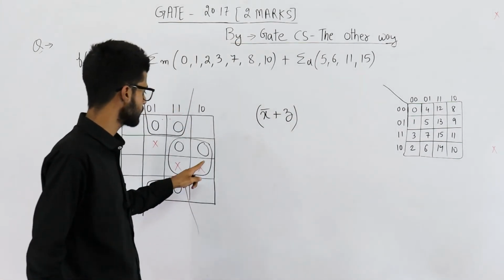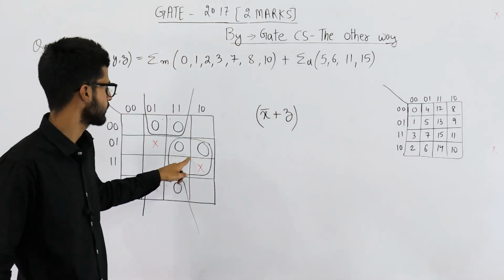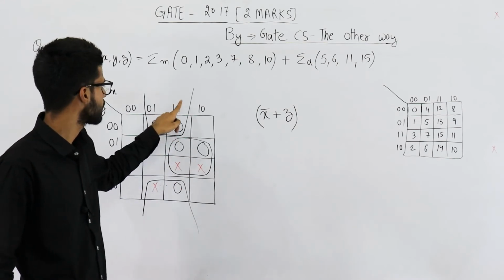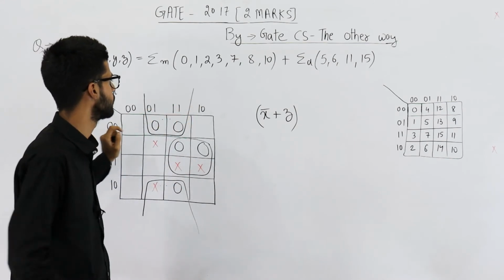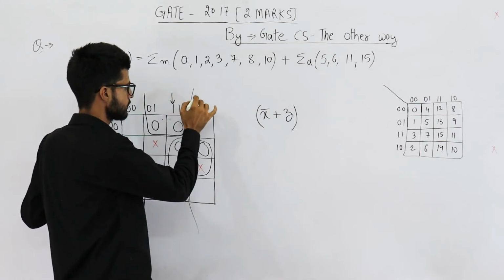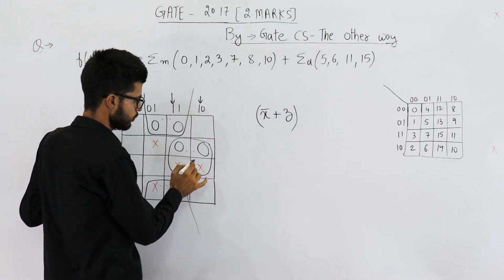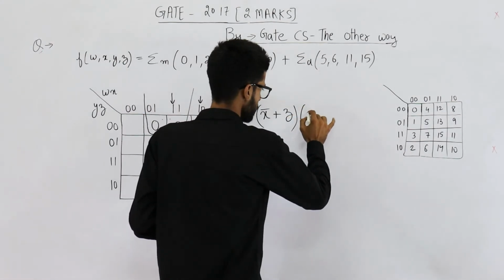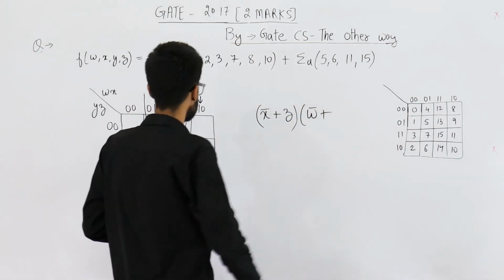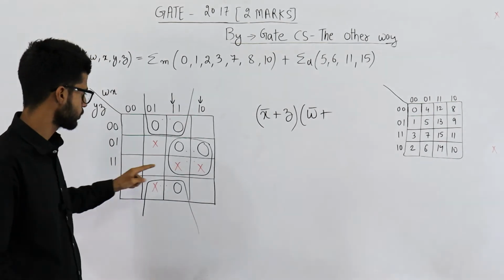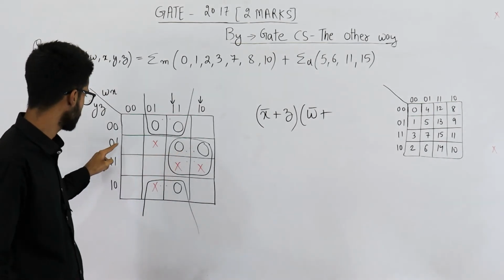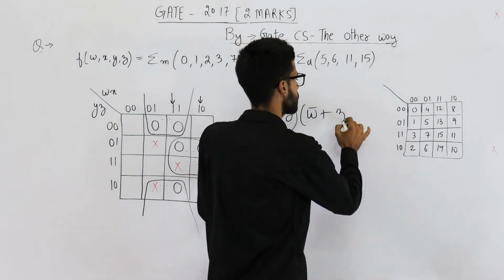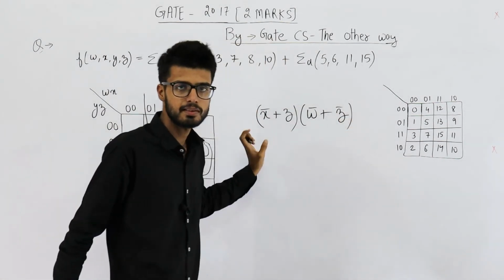Okay. Now let's consider these 4 cells or this prime implicant. You can see the value of W is 1 for these 4 cells. So you will have W bar plus the second variable whose value is the same for these cells, which is Z. Z also has the value 1. That means W bar plus Z bar. So this is your answer.